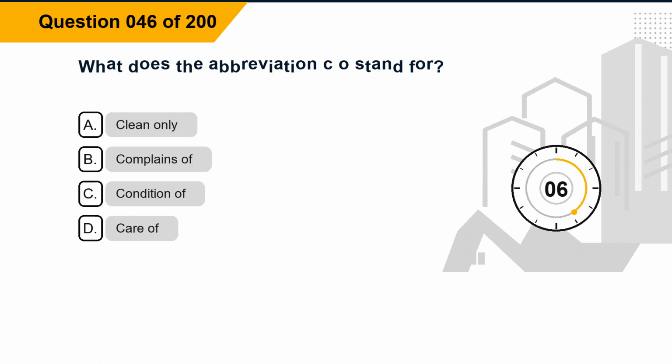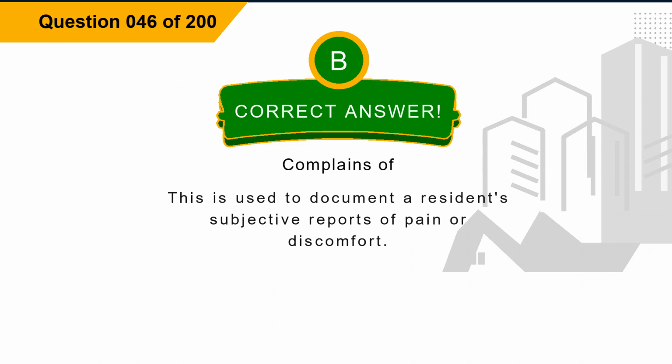Option A, Clean Only. Option B, Complains of. Option C, Condition of. Option D, Care of. The correct answer is option B, Complains of. Explanation. This is used to document a resident's subjective reports of pain or discomfort.